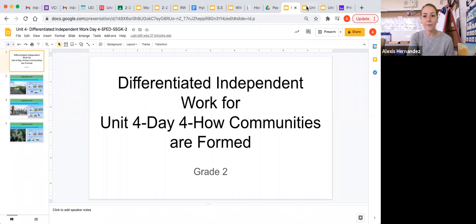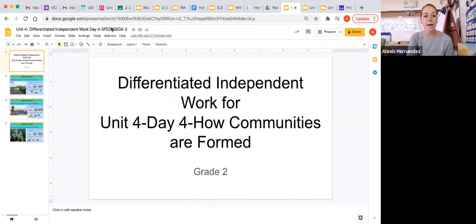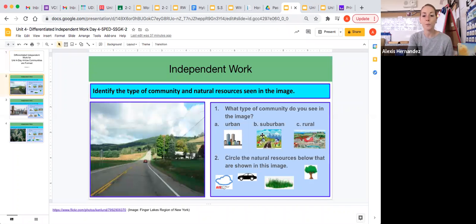So instead of just what type of community do you see and what are the 2 natural resources, I've now created a multiple choice with picture supports for the students for when they answer question 1. What type of community do you see? Is it an urban with the picture to support it, suburban with the picture to support, or rural with the picture to support? This will help students that maybe have forgotten what the different types of communities are. This will help them sort of reprocess and refamiliarize themselves with the previous day's lesson and with some of this vocabulary. The picture support is also great for learners that need more visual aids.